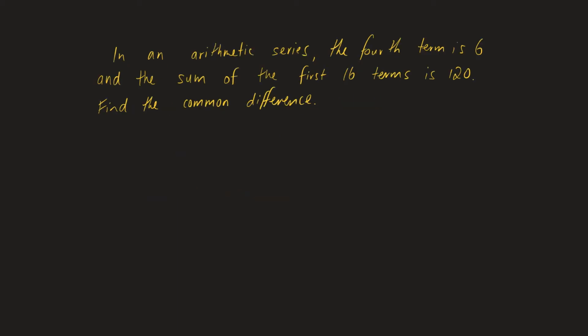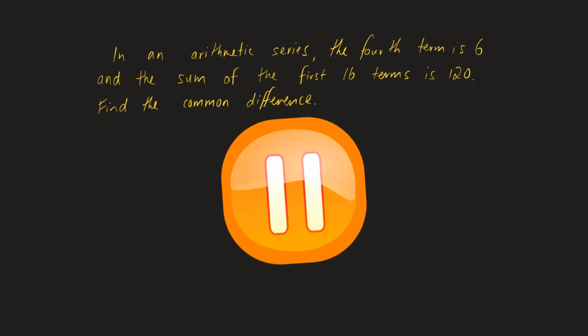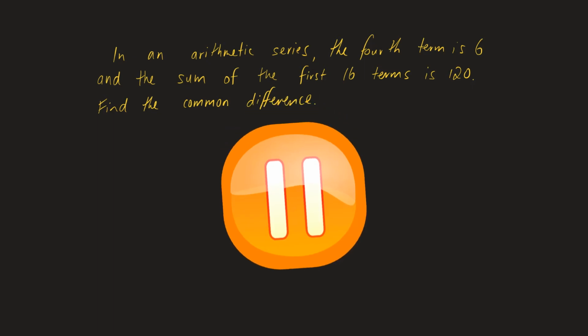So in our example here, in an arithmetic series, the fourth term is 6, and the sum of the first 16 terms is 120. Find the common difference. So what I want you to do is to pause the video now and have a go at this problem yourself.